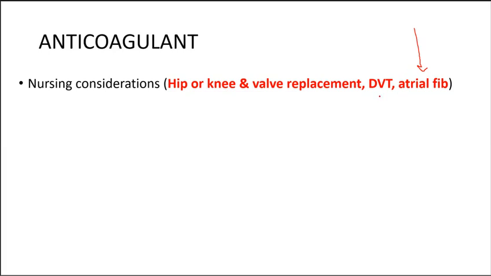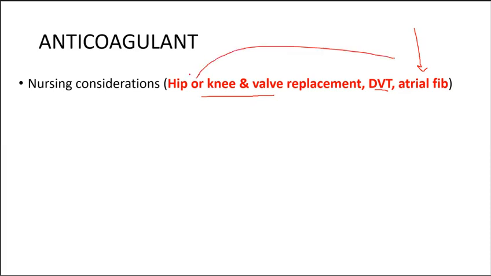Again, we also give anticoagulants to clients with deep venous thrombosis, and even clients with pulmonary embolism. Why? Because you want to prevent additional clots from forming. So very important to place these clients with DVT and pulmonary embolism on anticoagulants. Again, clients who have had mechanical heart valve replacements or hip or knee replacement surgeries, we want to prevent clot formation on those valves. So that's why we place them on anticoagulants.